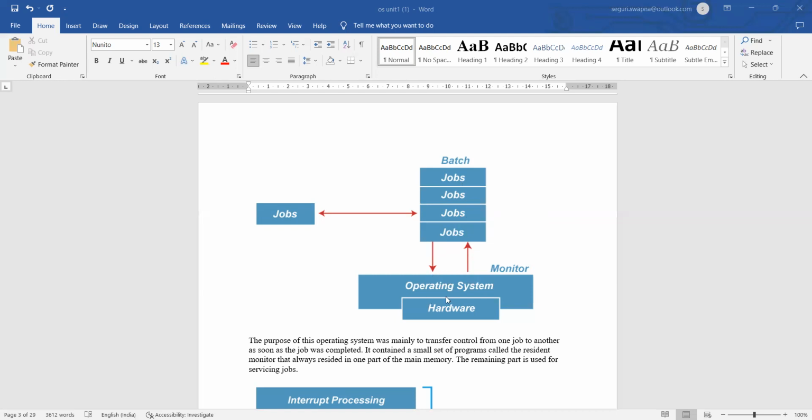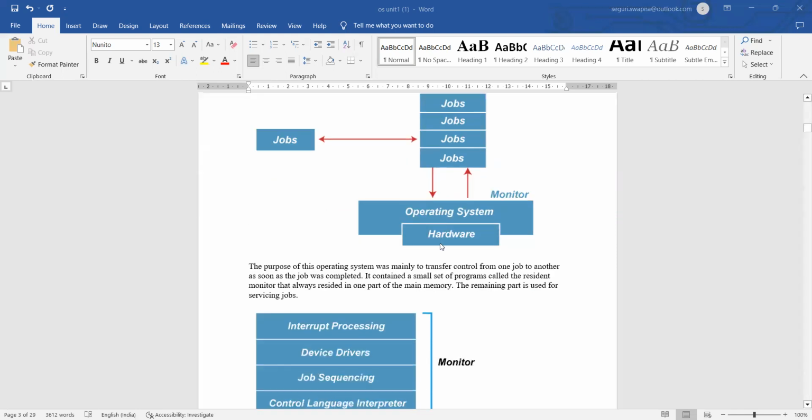So the operating system will be busy with a particular job at one time. Till the job completes, the operating system cannot switch to the next job. So until the operating system completes the first job, the next job has to wait for its execution. So this is how the operating system executes various jobs in the batch operating system.